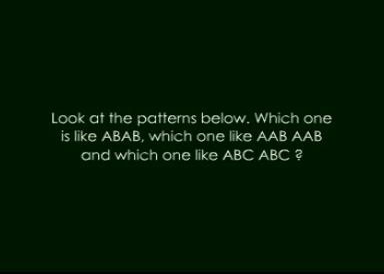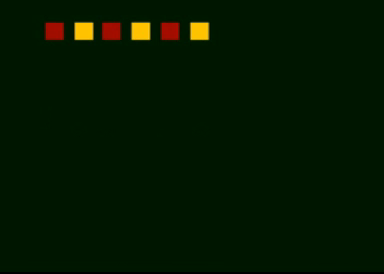Now look at the patterns below. Which one is like AB, AB and which one is like AAB, AAB? And which one is like ABC, ABC? So let's find out. See the first picture. First there is a red square, then yellow, then again red, then again yellow. That means this pattern follows ABAB type.